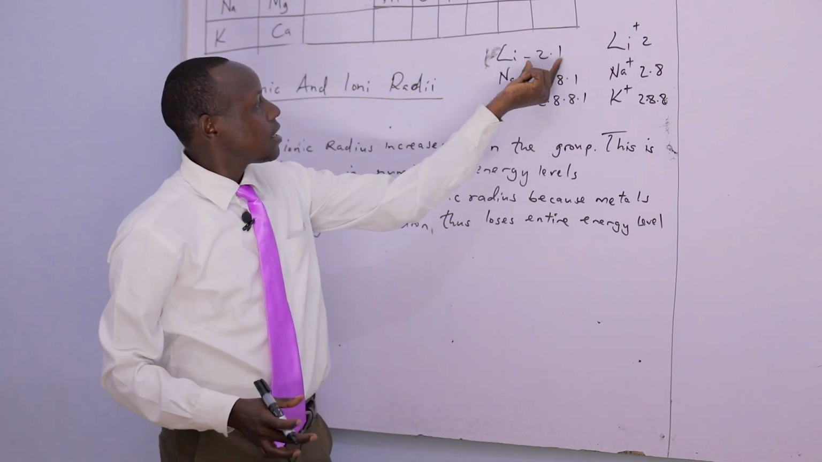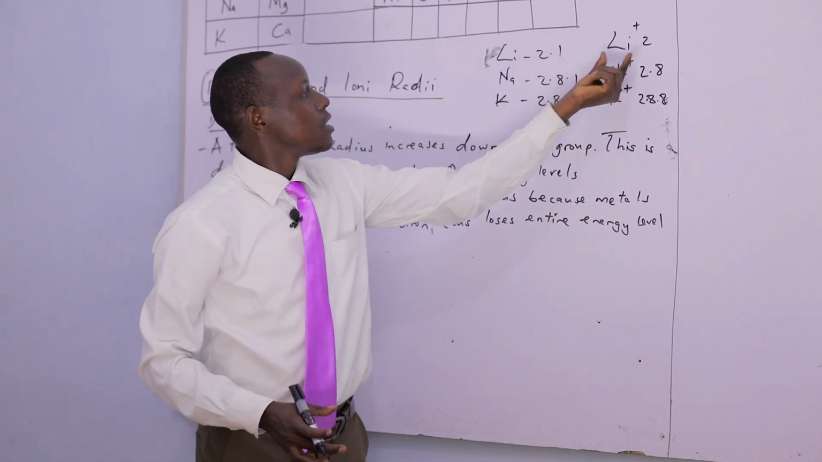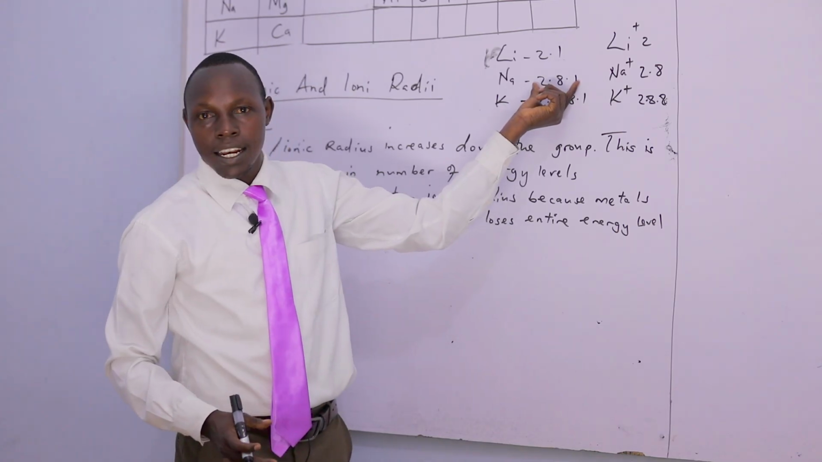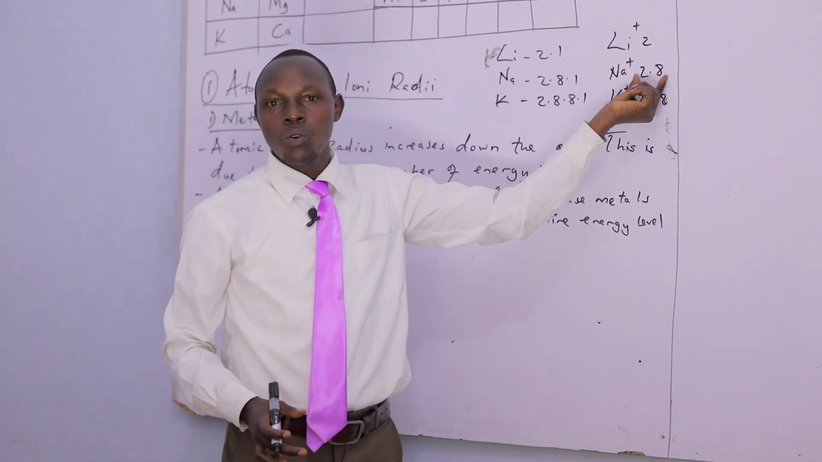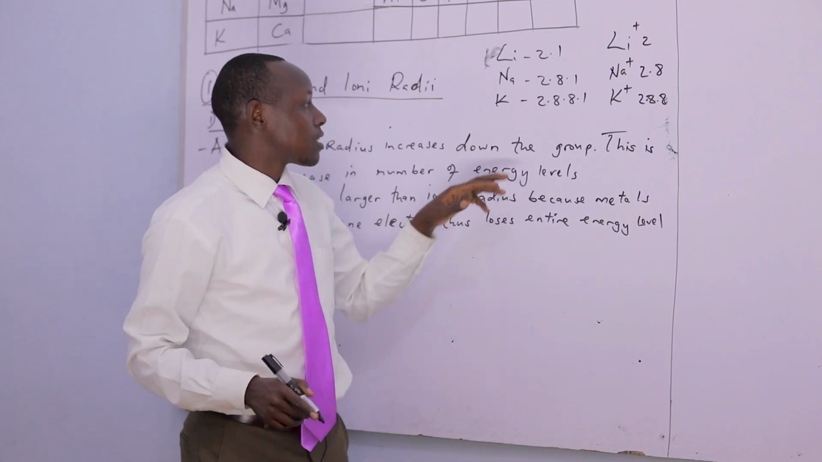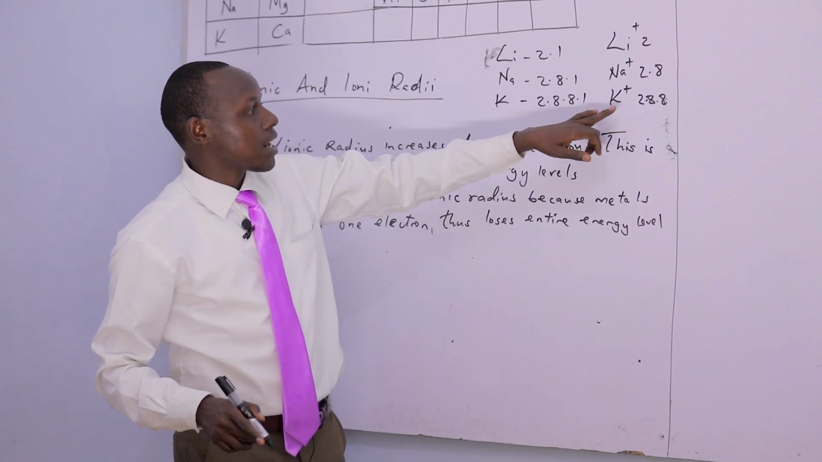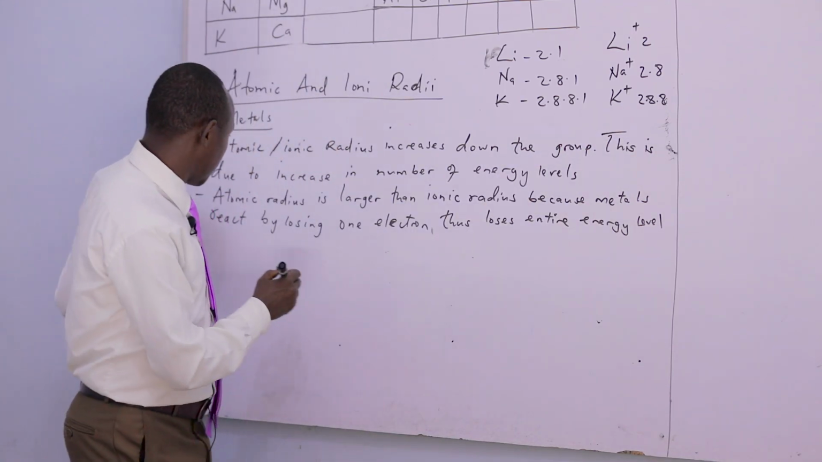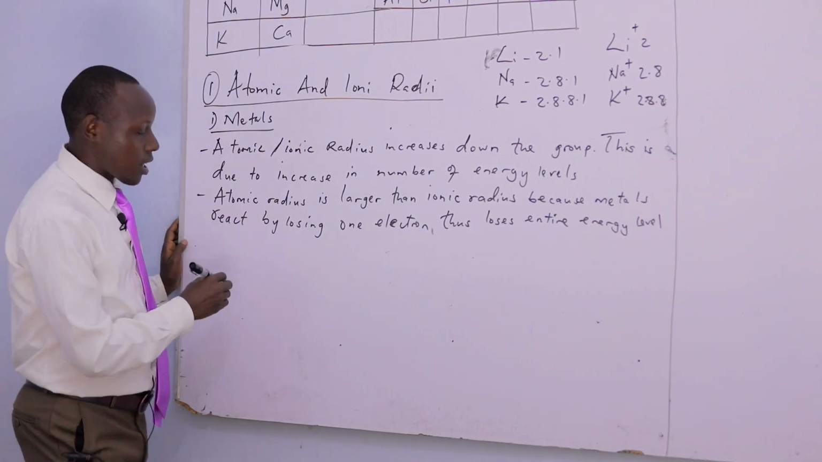So as we can see, this has 2, this has 1. This has 3 energy levels, 3 occupied energy levels. This one has 2 occupied energy levels. So in the process, it has fewer energy levels compared to that. Now, so that is for metals.